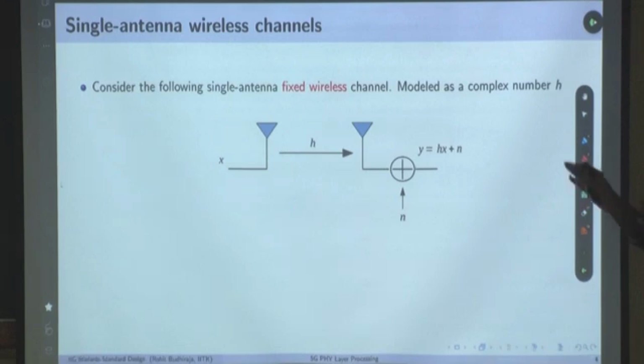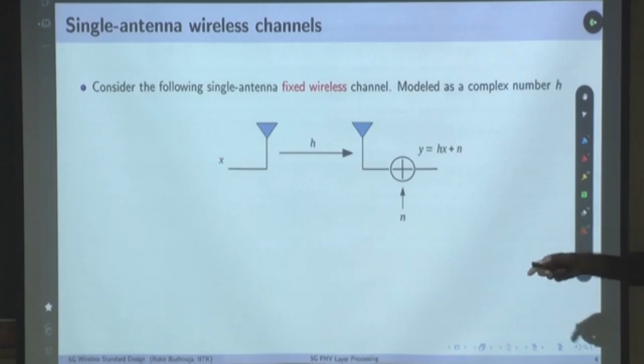So this is our single antenna system. The transmit symbol gets multiplied by h, y is equal to hx plus n. Where is this system model applicable? OFDM system, we have seen that, right? y is equal to hx plus n over each subcarrier. Correct? This is the system model. That's why OFDM is used.